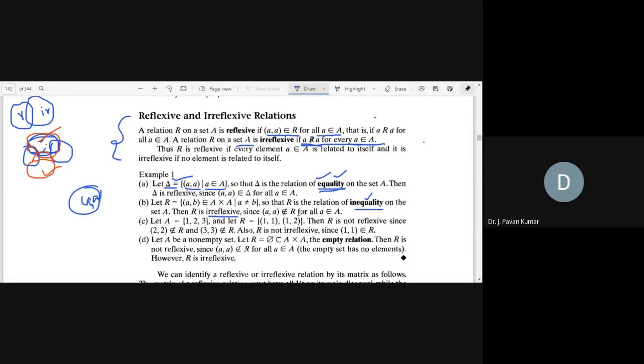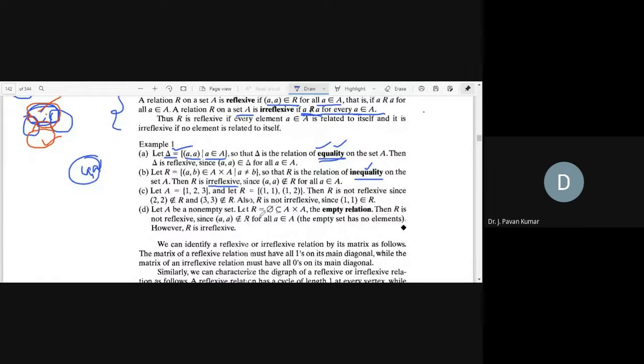Okay. Next, the empty relation, in the sense we will not be having any tuples in this relation. Then R is not reflexive. Why? Because for any element, this tuple a comma a does not belong to R. What's the condition to claim it as reflexive? For every element a belonging to A, a comma a should belong to R, but nothing is present in this R, so on this basis we can say it is not reflexive.